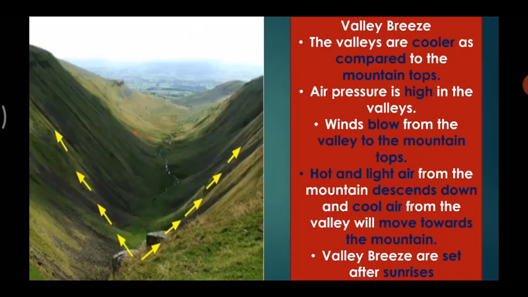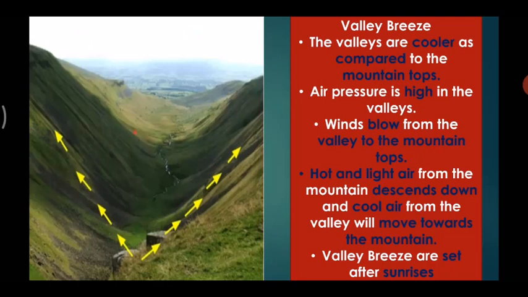And when the temperature is low in the valley breeze, what will happen? Which pressure will be generated? High pressure. It's opposite, right? When the temperature is low, high pressure will be generated. So air pressure is high in the valleys. Why air pressure is high in the valleys? Because the temperature is low over there. Then what will happen? Temperature is low, air pressure is high. And as I told you that winds will always move from high pressure towards the low pressure area.